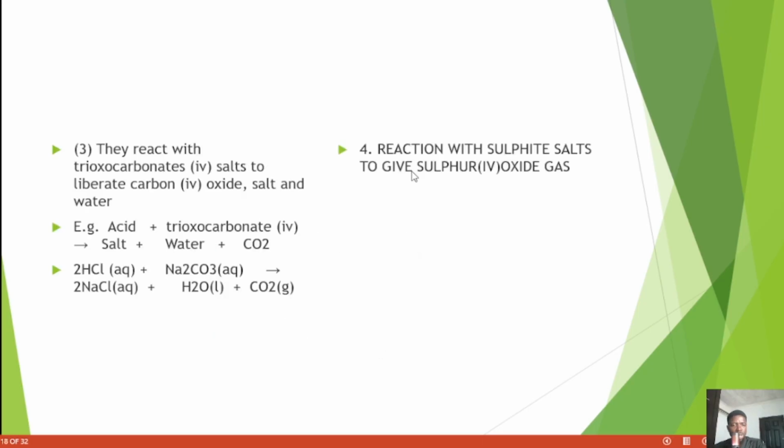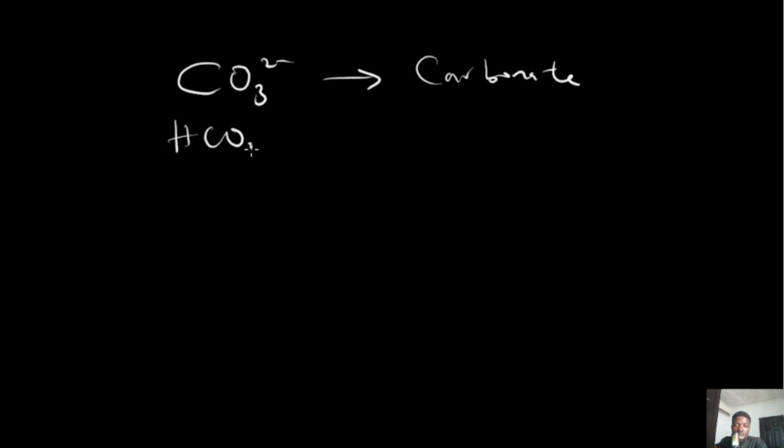The next property we are going to be considering is the reaction with carbonate salts. Now, acids react with carbonate salts to liberate carbon 4 oxide gas, salt, and water. The most important gas in this reaction is the carbon 4 oxide gas. It is also important to note that bicarbonate salts also undergo this reaction. So let's just explain what a carbonate and a bicarbonate is. If you have a salt and it contains CO3 2- as an anion, it is a carbonate salt. If you have a salt and it contains HCO3-, it is a bicarbonate salt. So either of these two, when they react with acids, are going to liberate carbon 4 oxide gas.